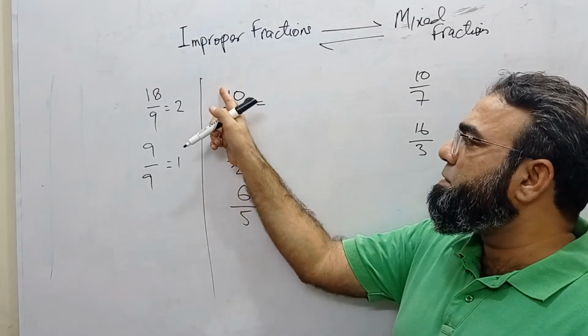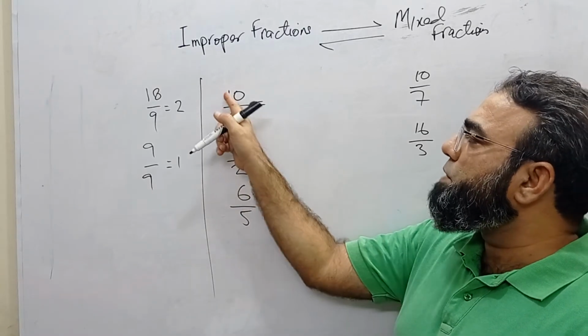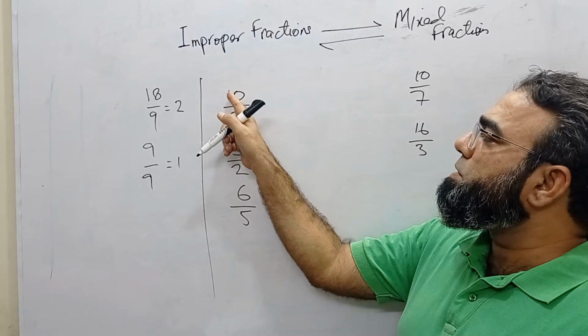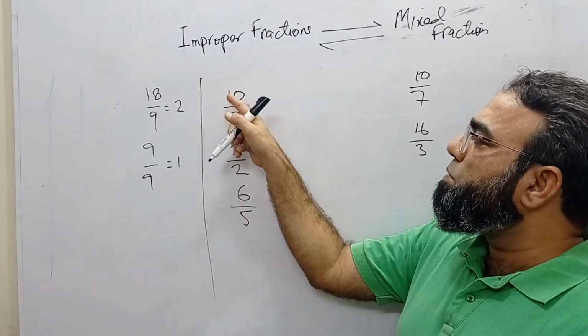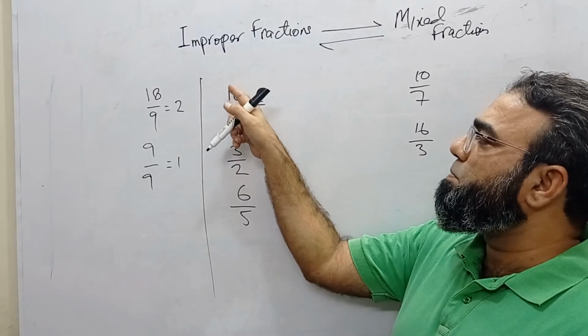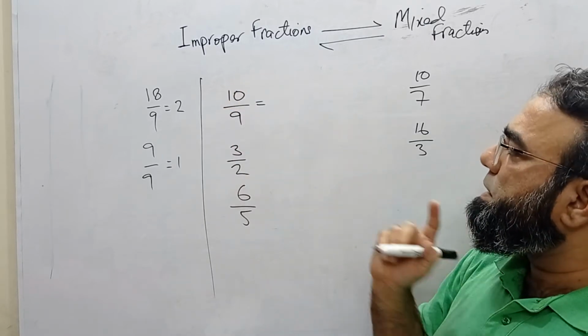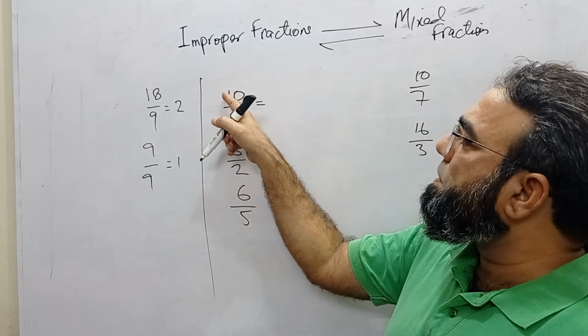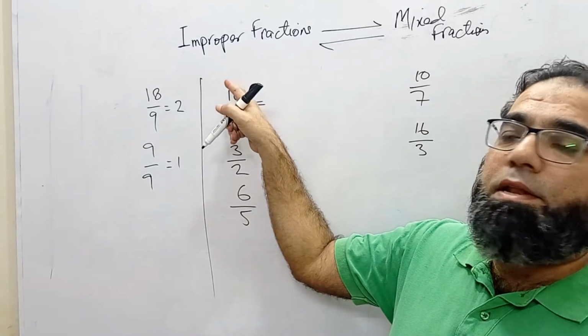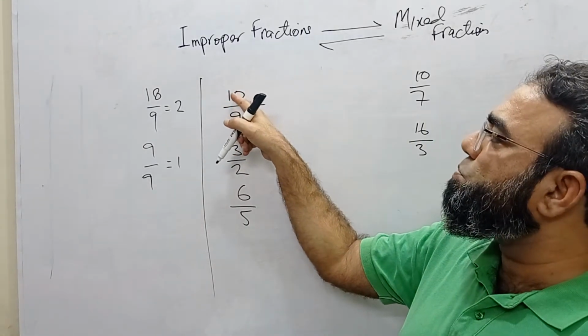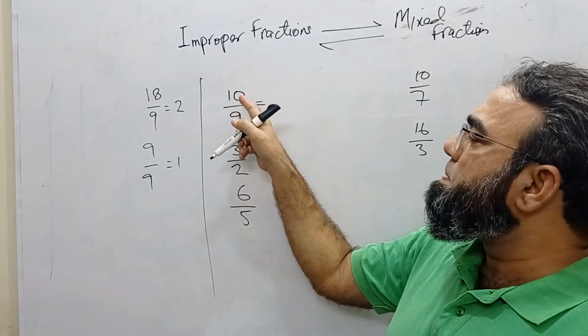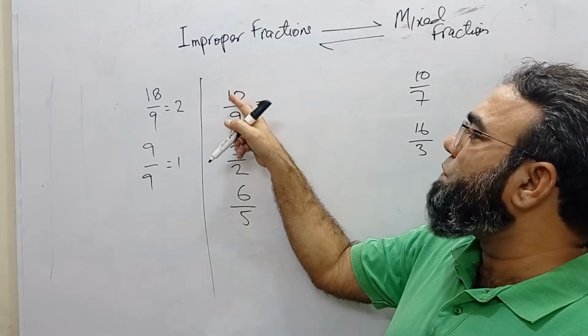9 1 times is 9, 9 2 times is 18. So this is 10, and 9 2 times is 18. We can't take this up to 18. So I'll have to say, yes, this is more than 9, rather than saying this is more than 18. So how much is this 10 more than that 9? That is 1 more than 9.